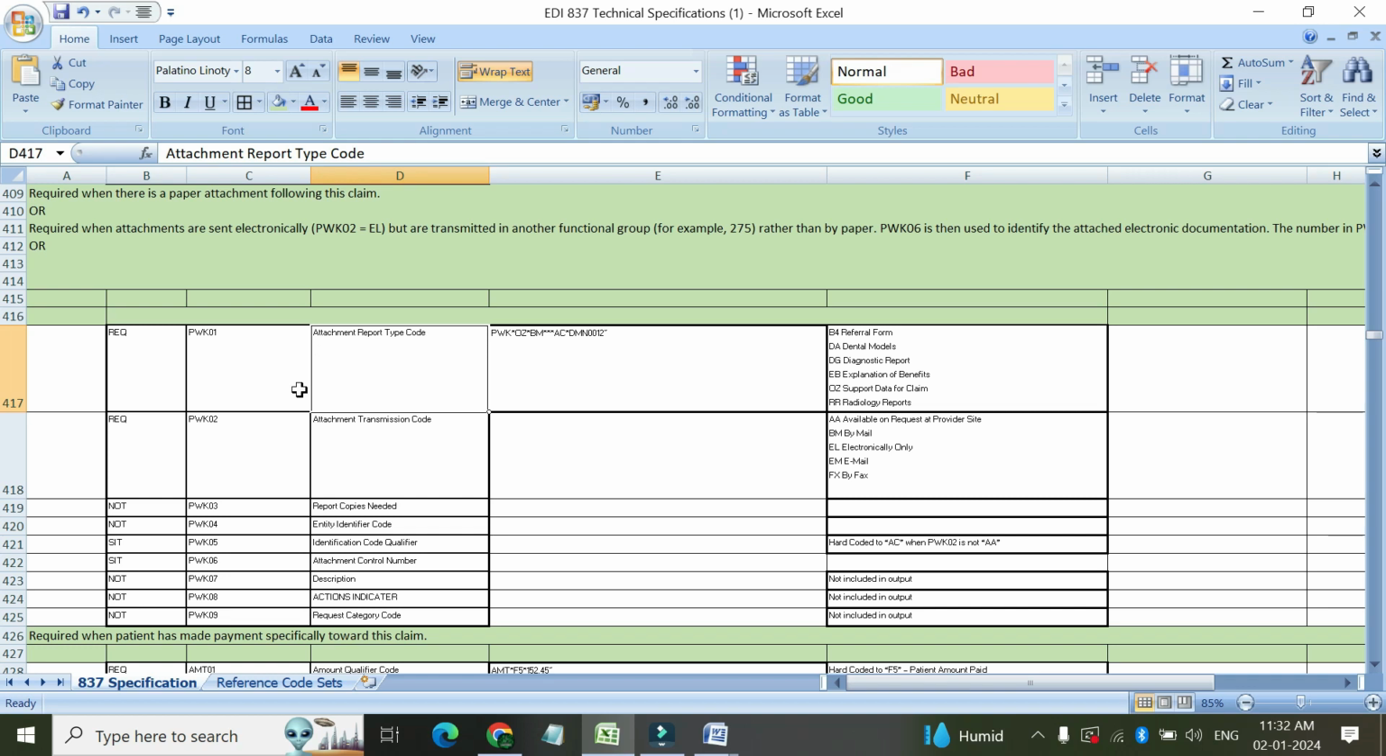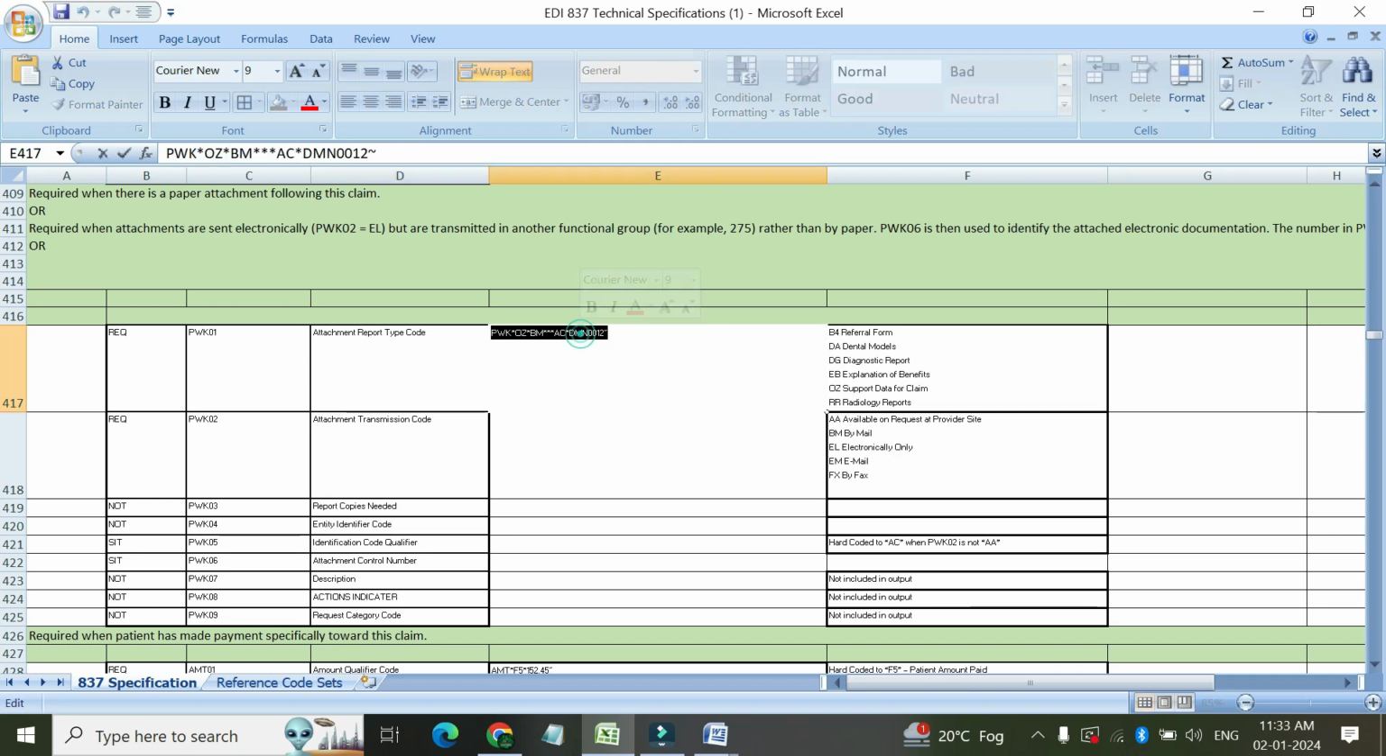So basically, it's a general practice that suppose some supporting data is required to be sent along with this claim. So what the doctor's office will do is they will just send this attachment information, and then they will send that data separately, maybe in a mail or by fax or by email, you know. So let's go through this segment, and I think it will make more sense once we go through this segment.